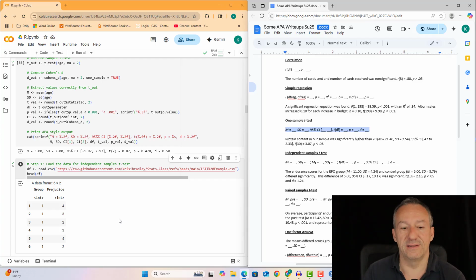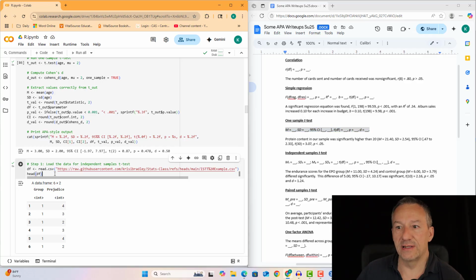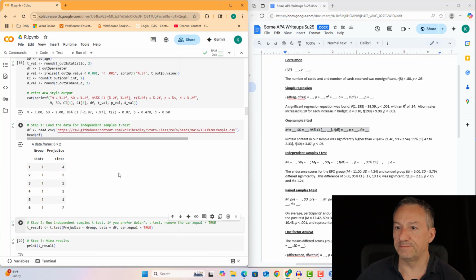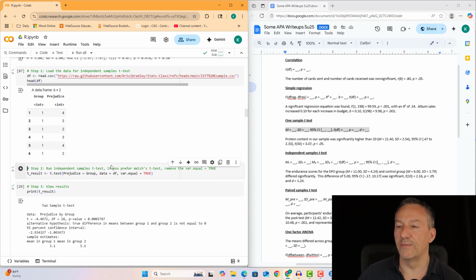The independent samples t-test was created to make Guinness beer better. It's an interesting story if you want to look into that. In any case, in this first step, we're loading that data, and then that head(df) is going to show you what the data frame looks like. And it looks like I did group and prejudice. I believe that this data was mortality salience. One group we reminded of their mortality, one group we did not. And then we did some measure of how prejudiced they were after that, because mortality salience typically increases things like intergroup bias. So we pulled that up.